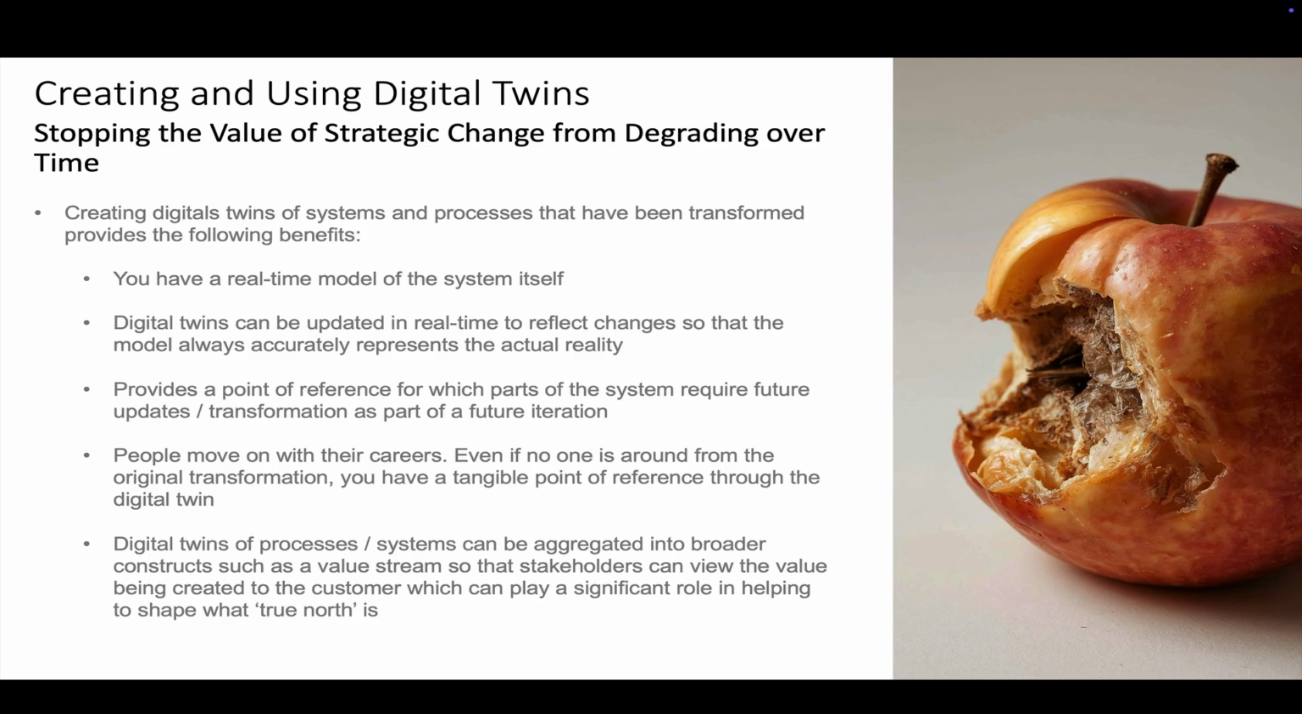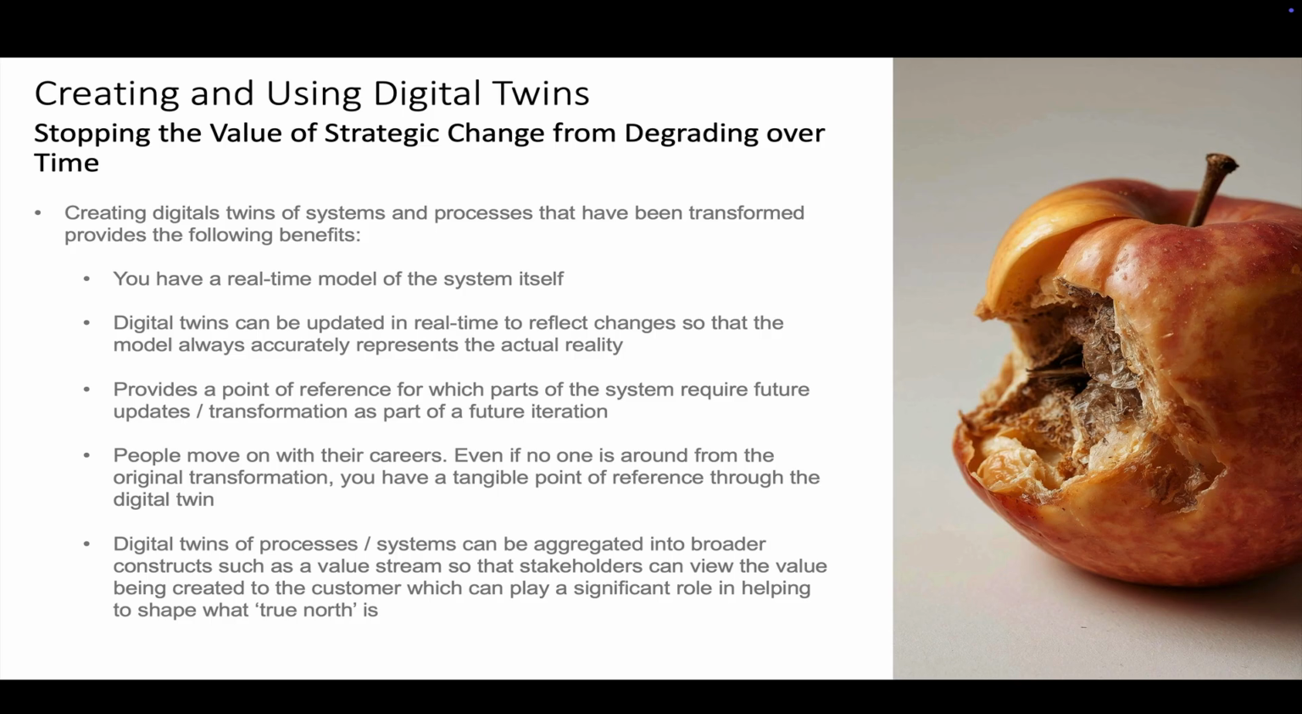People move on with their careers. Even if no one is around from the original transformation, you have a tangible point of reference through the digital twin. How many times have you come to look at a system and found that there is no documentation in place? Even worse, the people who designed the system have all moved on. When you have a digital twin in place, this is not a big problem.